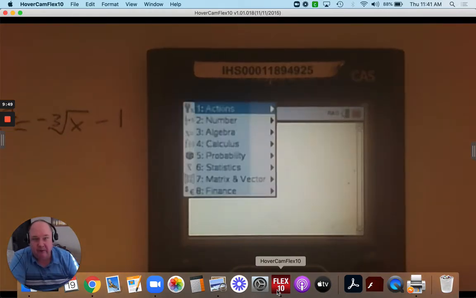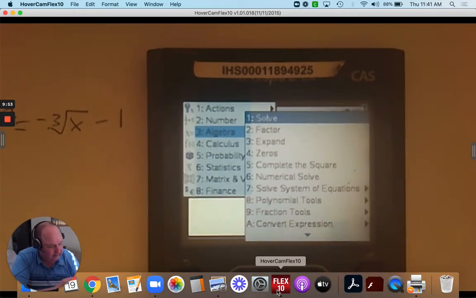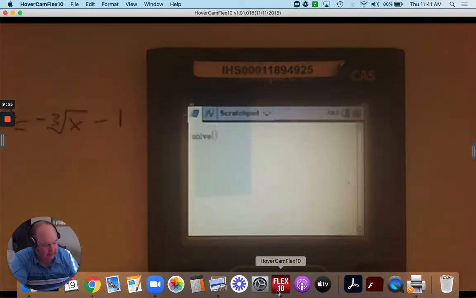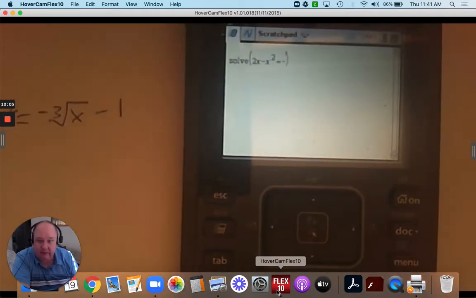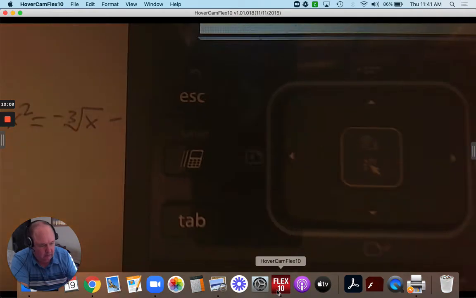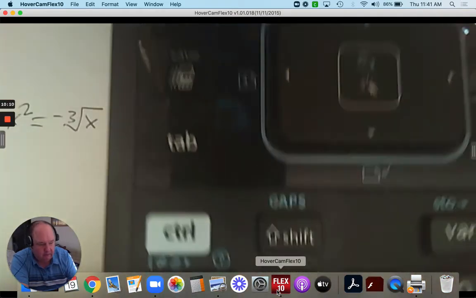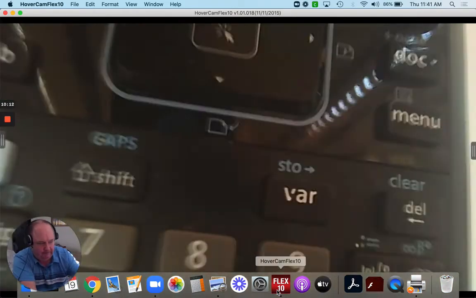And so I'm going to press menu, then algebra, and then I'm going to press solve. And I'm just going to type it in. 2x subtract x squared equals, and it's negative the cube root. Now, cube root is in blue, right? Let me see it. Not yet. So it's in right there.